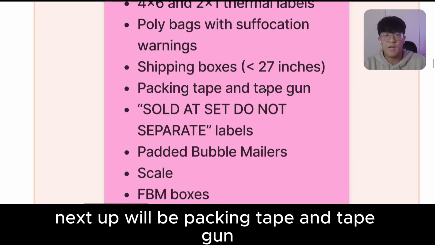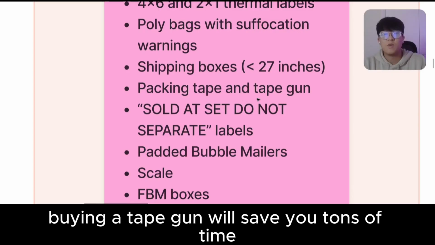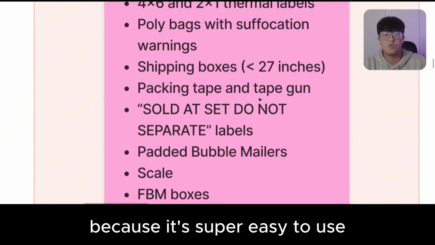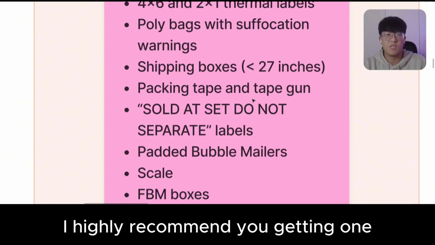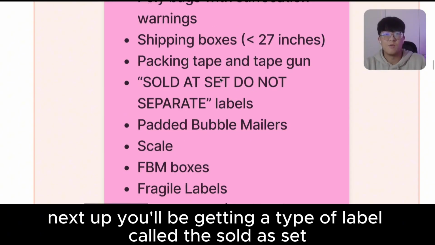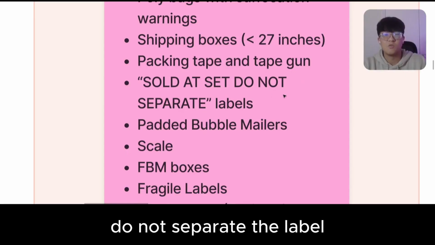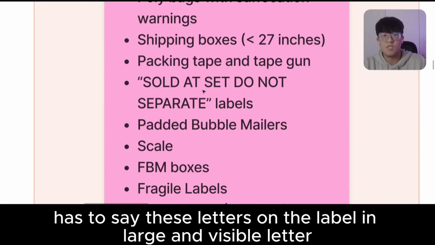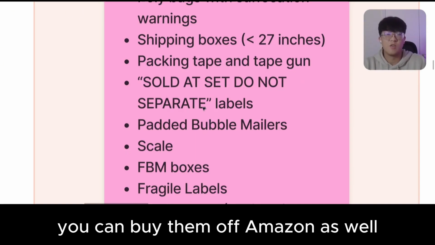Next up will be packing tape and a tape gun. Buying a tape gun will save you tons of time because it's super easy to use. I highly recommend you getting one. Next up, you'll be getting a type of label called "sold as set, do not separate." The label has to say these letters in large and visible letters. You can buy them off Amazon as well.